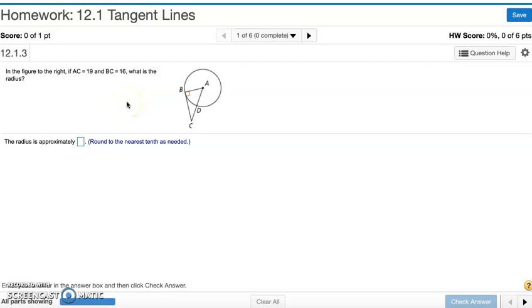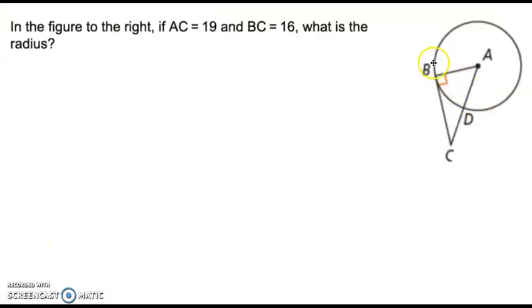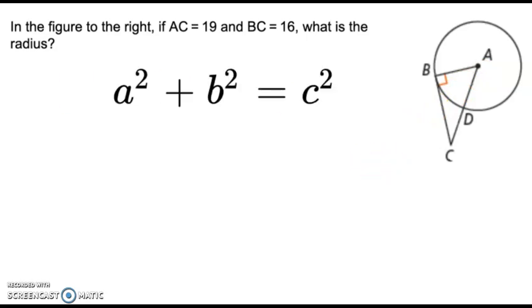12.1. Tangent lines. Number 1. In the figure to the right, if AC equals 19 and BC equals 16, what is the radius? So let's take a look. Looking at this triangle, it's a right triangle, so we would use the Pythagorean Theorem.